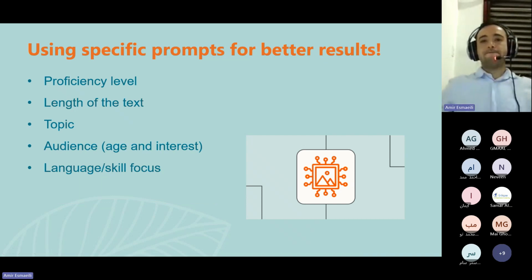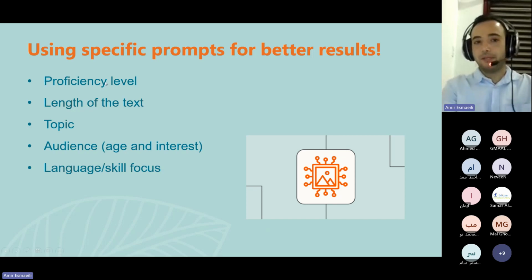First of all, the significant part for text generators is specific prompts. And prompt basically means instructions, what we want to achieve. And there are, I guess, only 5 things we as English language teachers need to take into account when we want to give the instructions, or technically speaking, these prompts, to our text generators.